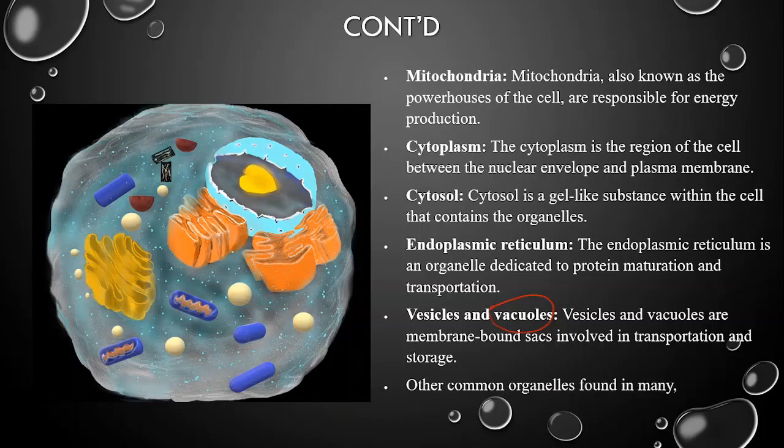Next, other common organelles found in many but not all eukaryotes include the Golgi apparatus and lysosomes. We can see the Golgi apparatus here and lysosomes also. So what is this Golgi apparatus? It is responsible for transporting, modifying and packaging proteins and lipids. It is termed the post office of the cell because it functions in collecting, sorting and transporting materials to the destined area.